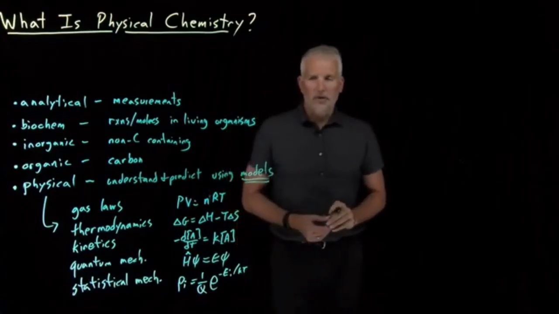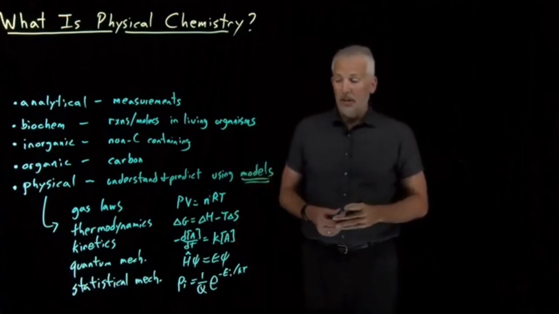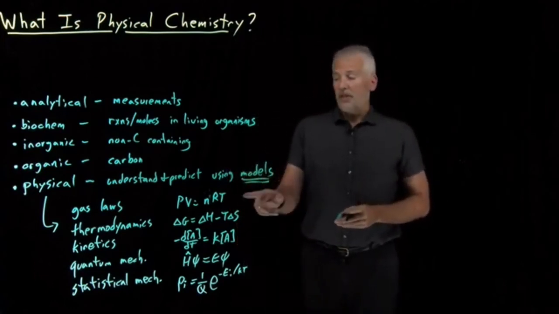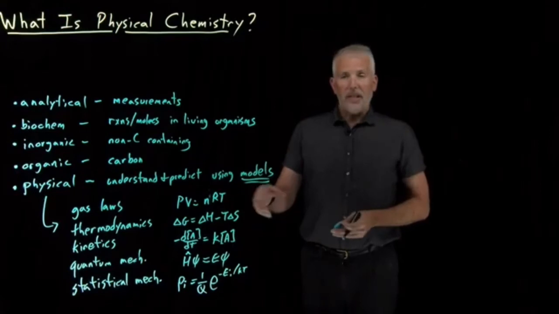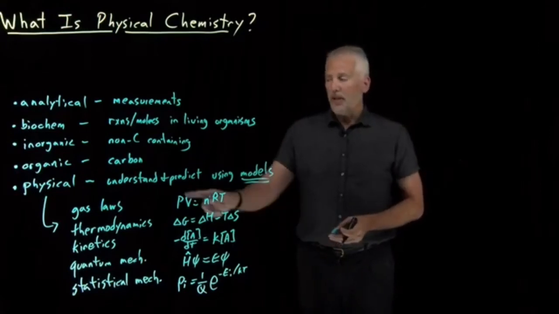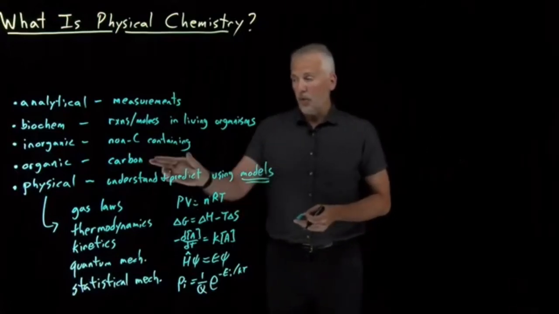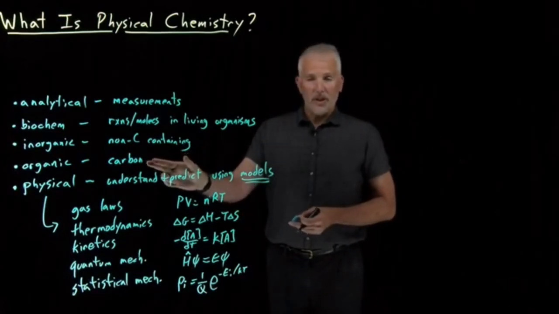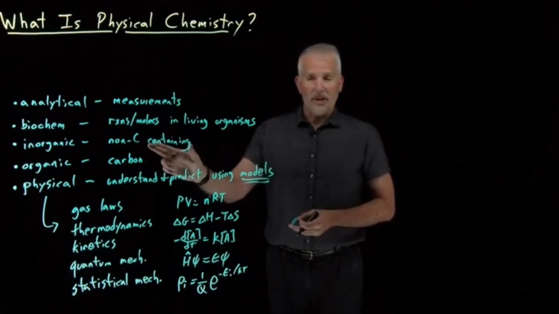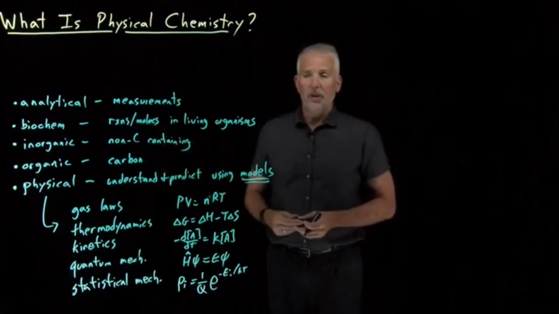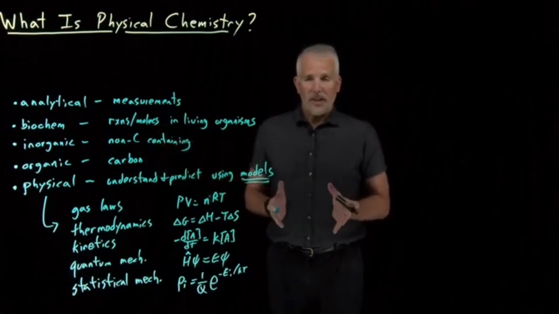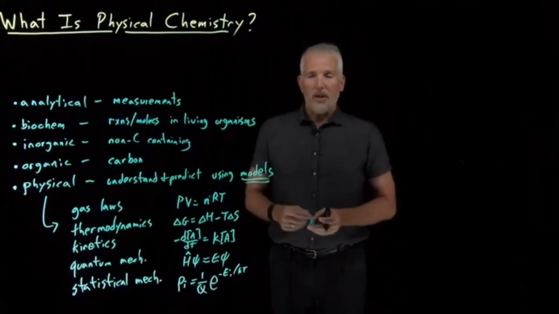Over and over in physical chemistry, we'll introduce some model for how the system behaves, often in the form of an equation, and then we'll see what that model tells us about how a system behaves. Physical chemists are agnostic. We don't care about whether we're making predictions about how a carbon-containing molecule behaves or a non-carbon-containing molecule or a biomolecule. We're happy if we can understand and predict how things work using our models.